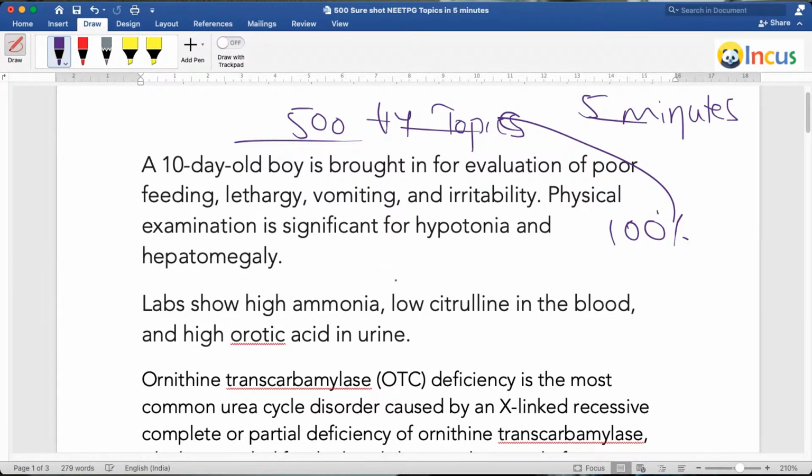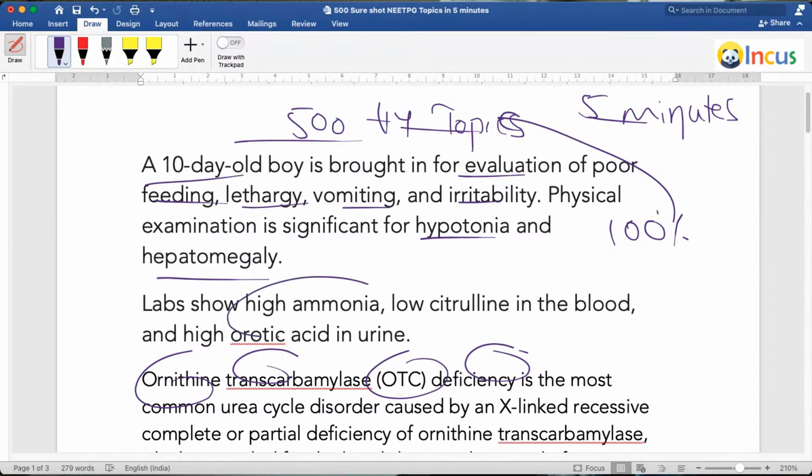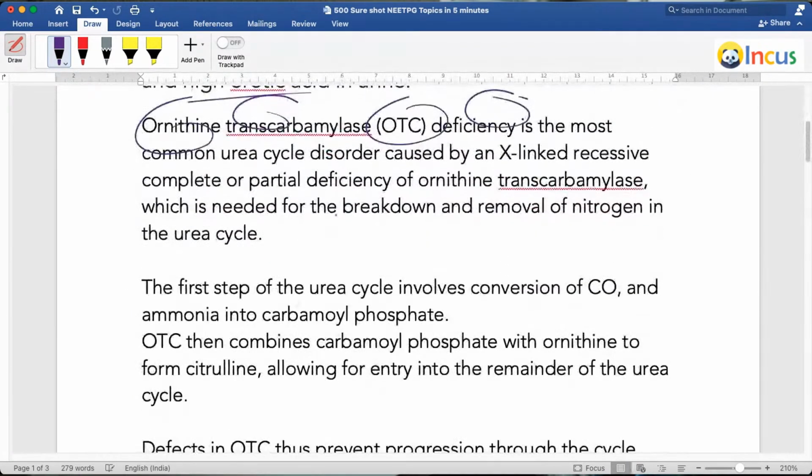So let us start one of the favorite topics, ornithine transcarbamylase deficiency, which is a urea cycle enzyme. So how will be the clinical vignette of the examiner? 10-day-old boy brought for poor feeding, lethargy, vomiting, irritability, hypotonia, hepatomegaly. What is very classical in the laboratory, doctor? High ammonia. That gives clue that this is a urea cycle defect. Low citrulline in the blood, high orotic acid in the urine.